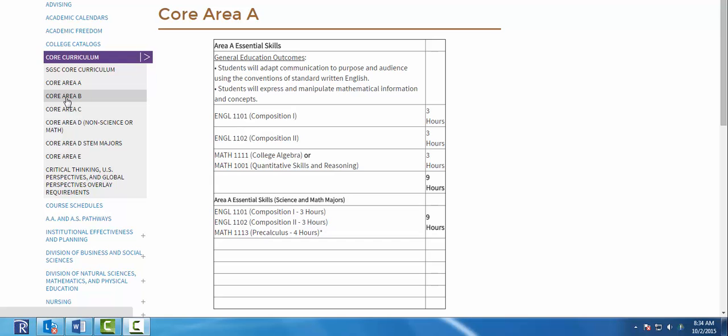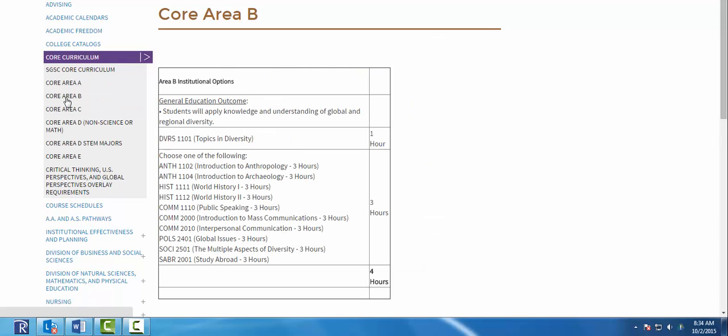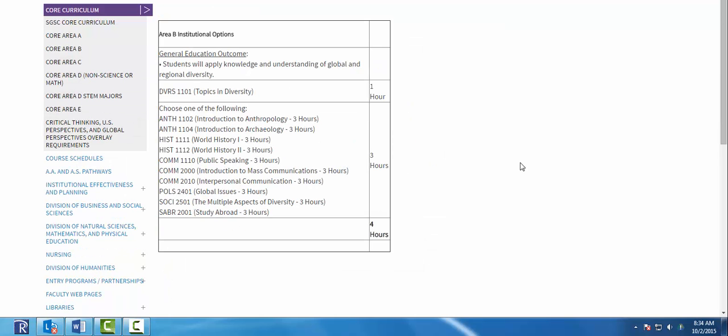Now let's take a look at area B. Area B has one general education outcome. Students will apply knowledge and understanding of global and regional diversity. You will need to remember that this is the outcome for area B.